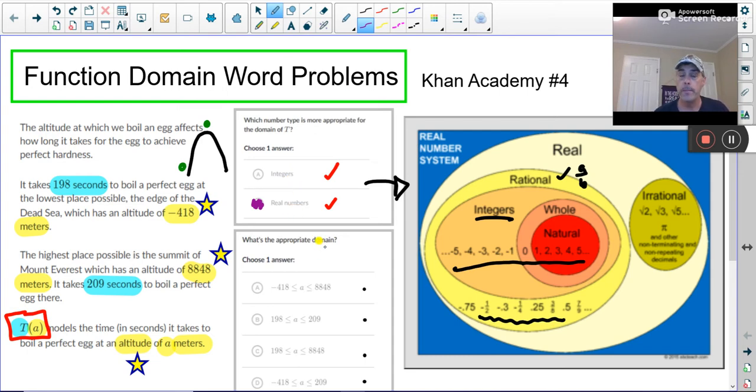Okay, the appropriate domain, all of the possible X values for this. Well, I've already starred them. This was the lowest place possible, and this was the highest place possible. So now I'm looking for something that has a minimum of negative 418 and a maximum of 8,848. I think I can see it as choice A here, and so I'm going to choose that. When you're doing Khan Academy, you have to get both of these correct to move on. Otherwise, it'll tell you a part's correct, part's not correct, and so on. Okay, let's go on to the next problem.